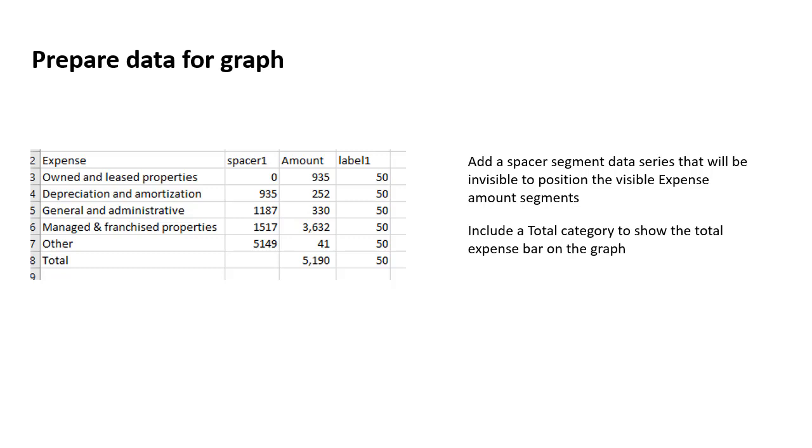I've made sure to include the total category in the graph data so that we have a total expense bar at the bottom of the graph, so we can see how the total looks compared to each of the segments.